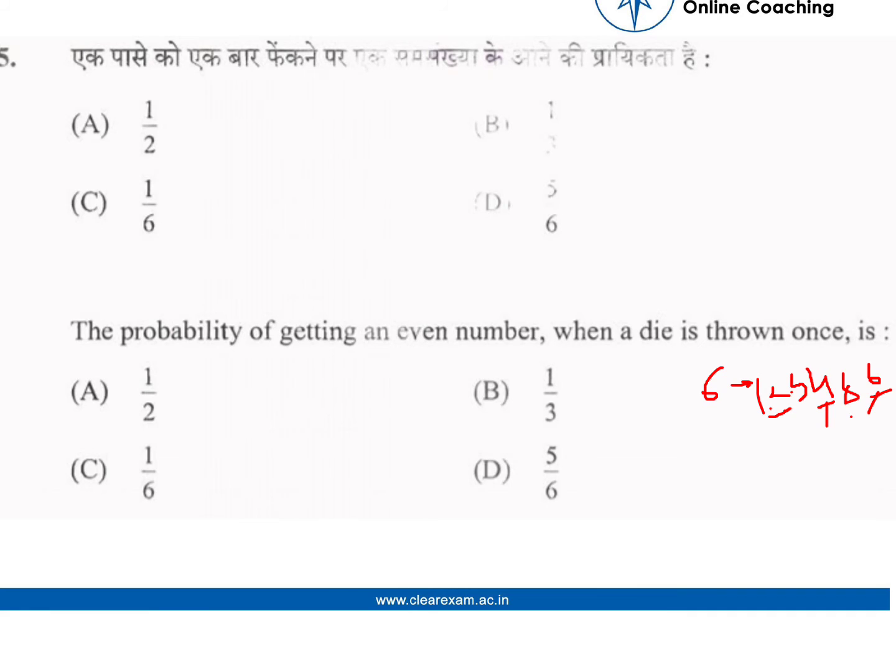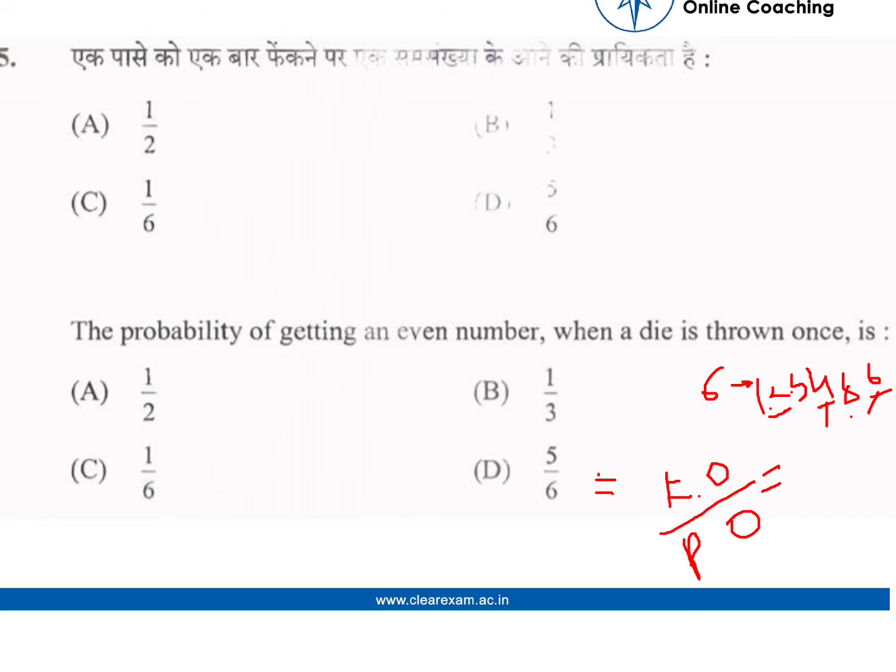And we know the formula to find the probability. That is a simple formula in probability: favorable outcomes upon total possible outcomes.